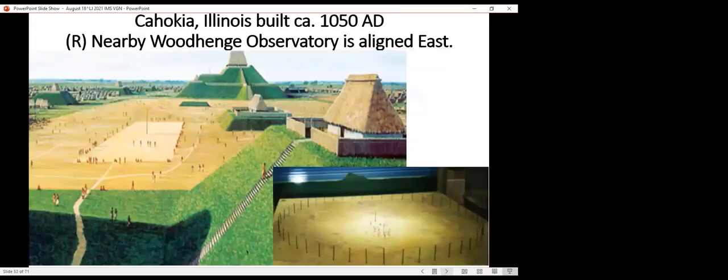Nearby Cahokia, we have to recognize that. It dates to about 1050 AD and included what they call the woodhenge circle pictured on the lower right. The sunrise through the year, passing and recording the dates, different dates between these posts, similar to Stonehenge.